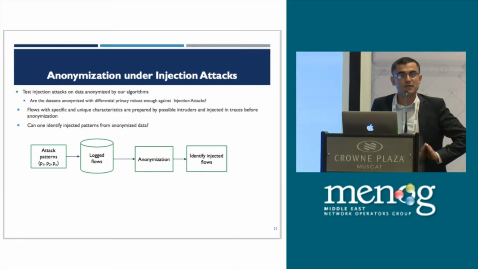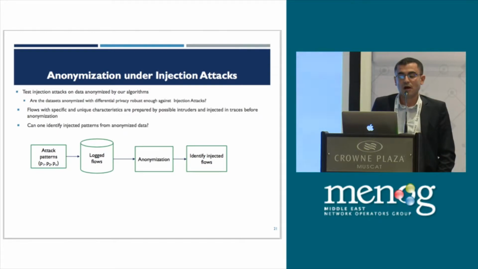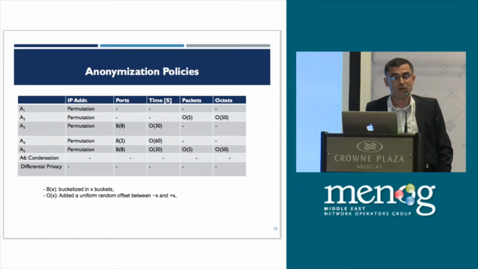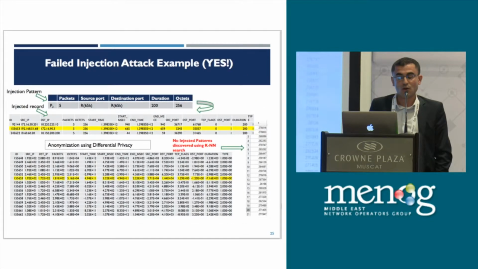Finally, we tested our method against injection attacks. If somebody injects some traffic patterns and wants to know what encryption or anonymization algorithm we used, we injected 5 patterns, 130 records, and then we tried to recover these patterns using different anonymization techniques. We applied 5 different anonymization techniques, including differential privacy. This slide shows how we can successfully recover the injected patterns using the traditional anonymization techniques, while this is a failed attempt to recover the injected pattern when we use differential privacy.